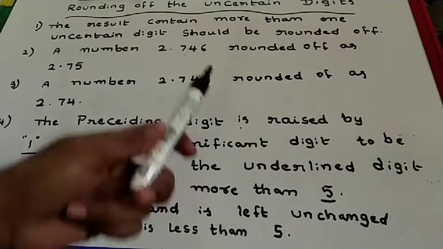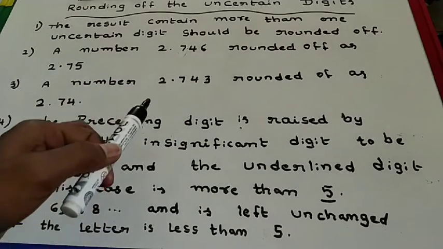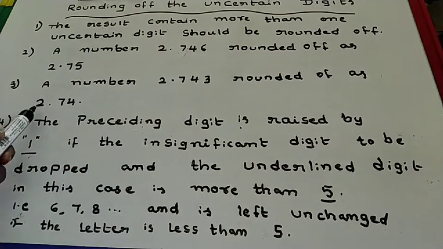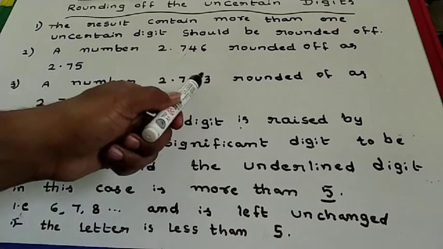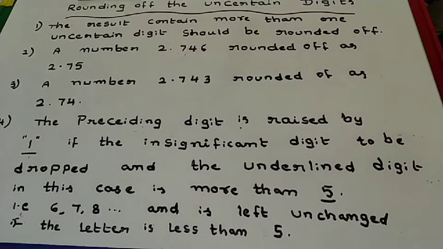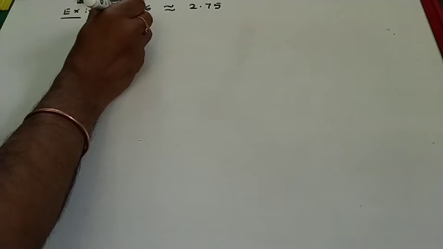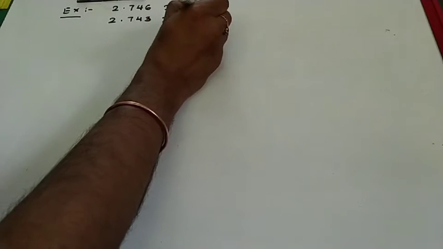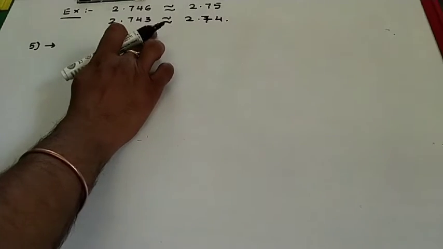If the digit is less than 5, that means here less than 5, like 2.743, 3 is less than 5, so it cannot be changed. That means 2.743 we have to write as 2.74, but we never take 1 from the 3 and add to 4. That means 3 should be dropped and 2.74 as it is we have to write. Now once again for example, 2.746 we write as 2.75. If it is 2.743, then we write 2.74. That is the meaning. Now go for point number 5. I think you understood the example for this one.